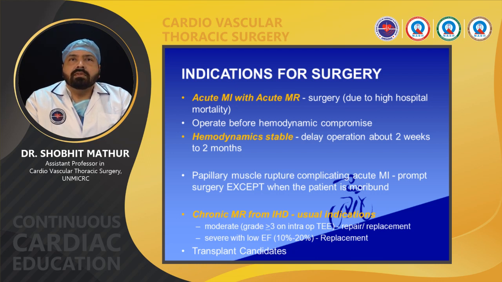In cases of chronic MR from IHD, the indications are the usual indications for treatment of mitral regurgitation. Moderate, more than grade 3 on intra-op TEE, repair or replacement has to be done. Severe MR with low EF, that is 10 to 20%, replacement is the choice of surgery. If the patient is not falling into any of these indications, and MR is severe, wall motion abnormalities are there, EF is very low, dilatation of the LV has happened, then the patient can be worked up as a transplant candidate.